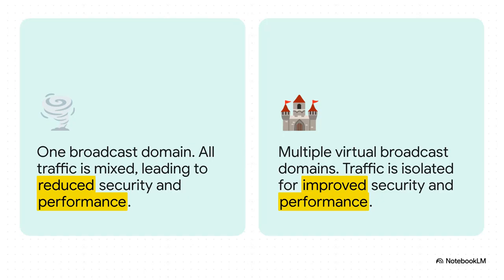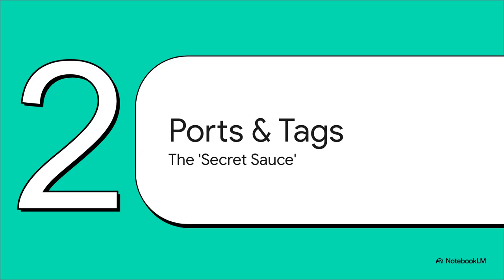And this right here really nails the core idea. On the left, you've got that one big open room we talked about. It's a single broadcast domain. All the traffic is just mixed together in one big mess. It's noisy, it's insecure. But then look at the right. By using VLANs on that exact same physical switch, you've now created multiple private, separate rooms. All the traffic is isolated, and that instantly boosts your security and your network's performance. It's a game changer.